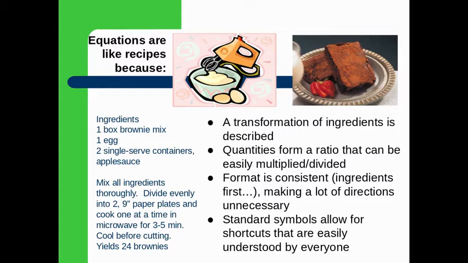So the same thing is true for a chemical equation. We only write it if the ingredients are transformed or if there's a reaction. The quantities in a balanced chemical equation form a ratio that we can easily multiply or divide. The format is consistent. We always see the ingredients on the left side of the arrow and the products on the right side. And then we have some standard abbreviations or symbols that allow us some shortcuts. For example, we don't have to write out the word hydrogen. We can just write the symbol H or H2.